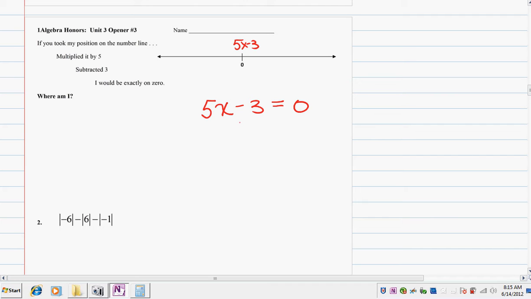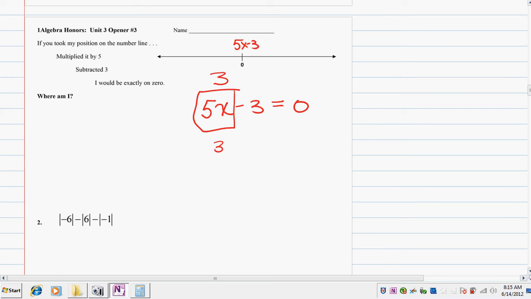So if I solve this, what number can I multiply by 5 and then take 3 away to get 0? So this thing should be 3, right? Because 5 times something, if it gives me 3, then if I take away 3 from that, it gives me 0. So 5 times what equals 3?